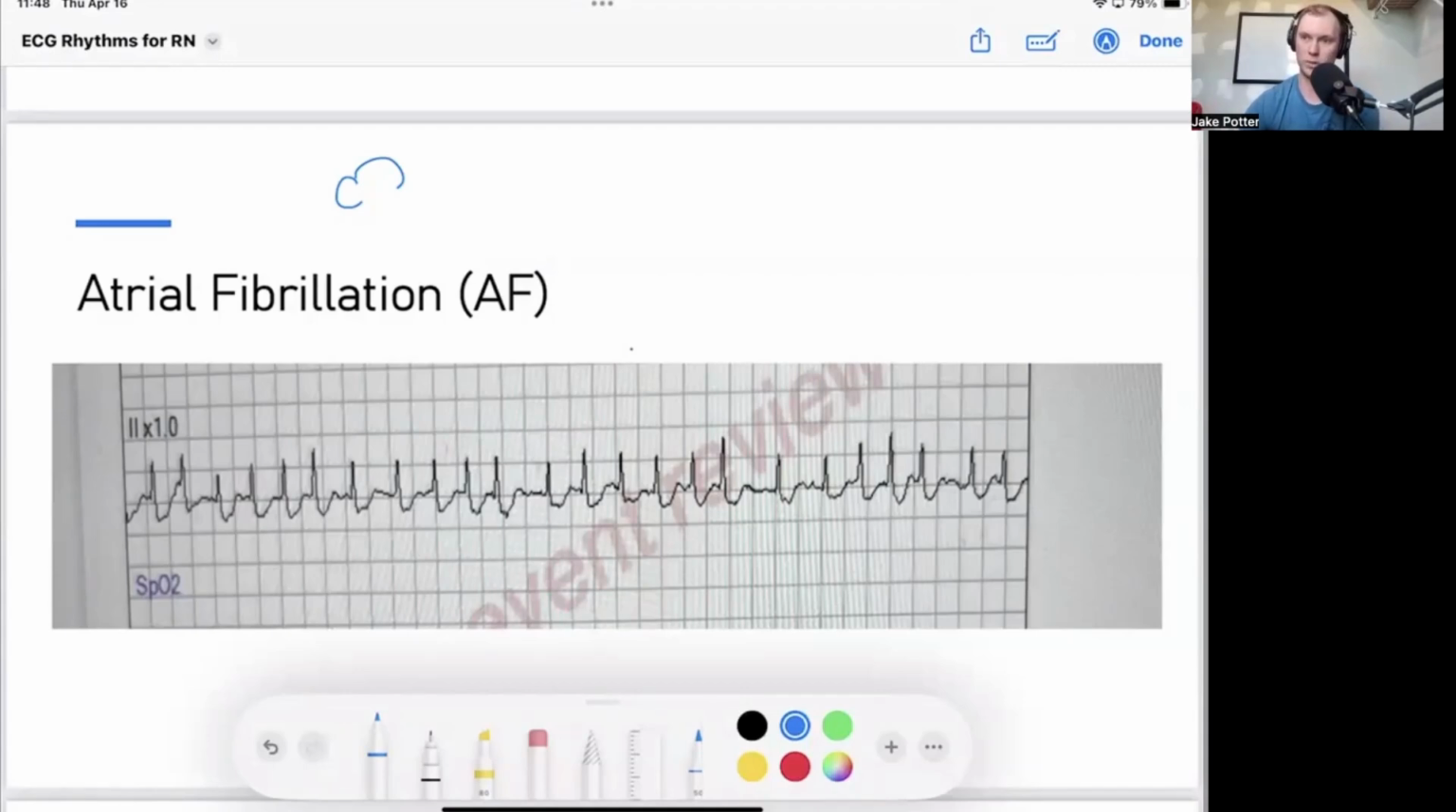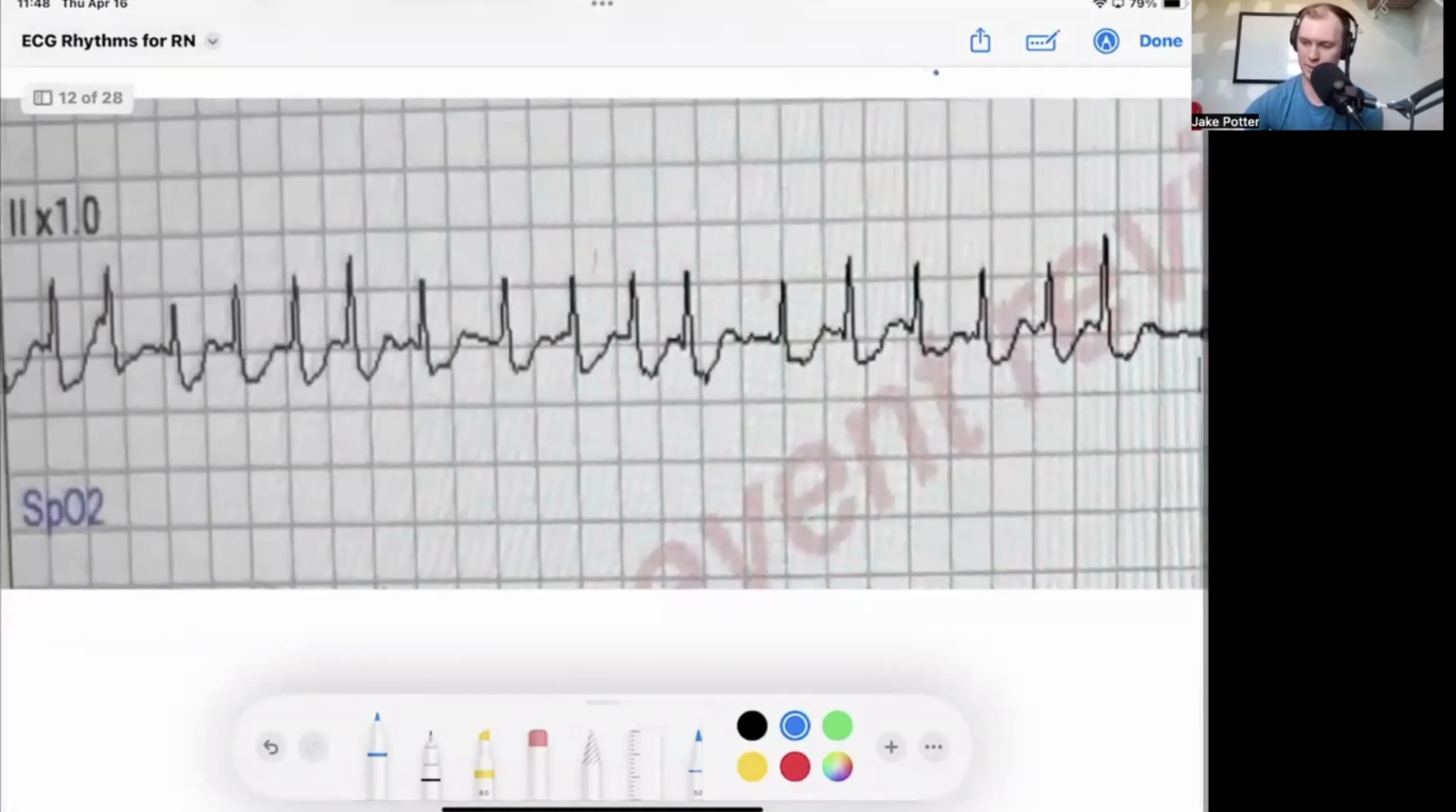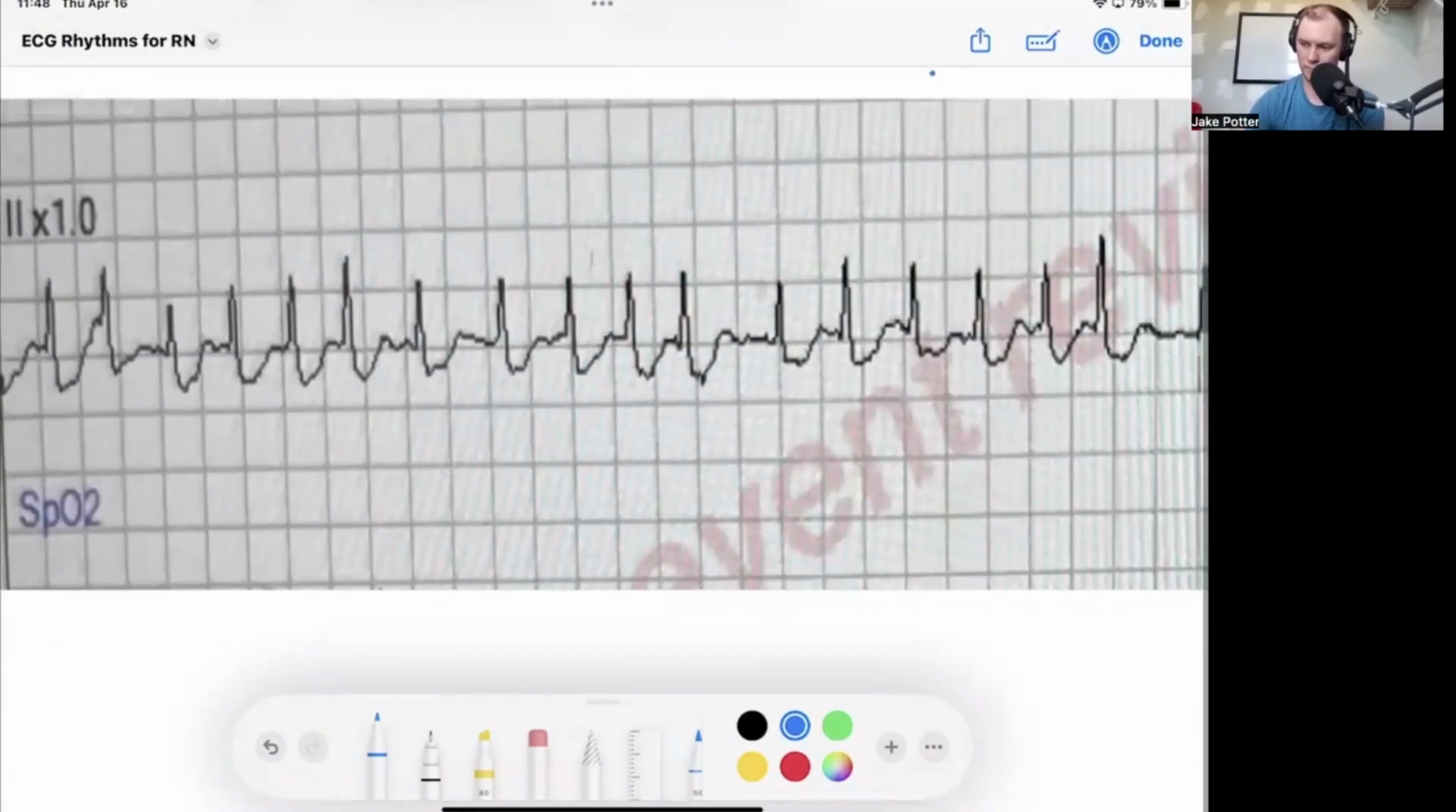The technical definition of this rhythm is an irregular rhythm without discernible P waves, so basically you cannot determine P waves in here, whether there are none or you just can't see them. Maybe it's too fast. Okay, so you see there are no P waves before the QRSs, and you have an irregular rhythm. What the heck does that mean?